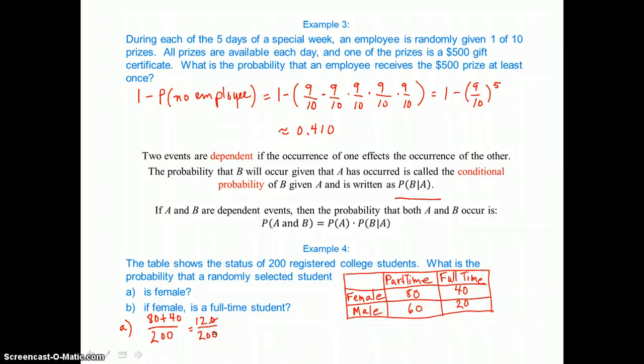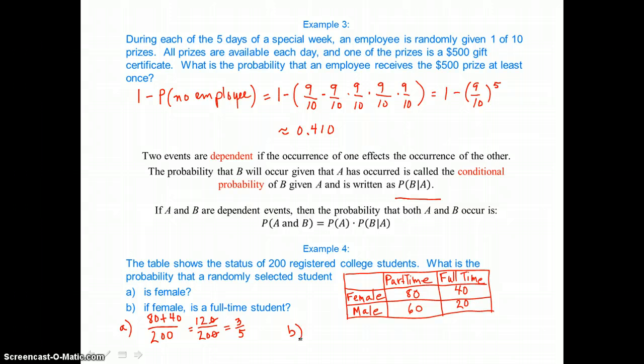Getting rid of a factor of 10 top and bottom, and then a factor of 4 top and bottom, our probability is 3/5. There's a 3/5 probability that a female student will be selected, randomly selected from the 200 college students. Then in B, what is the probability that a randomly selected student, if female, is a full-time student?